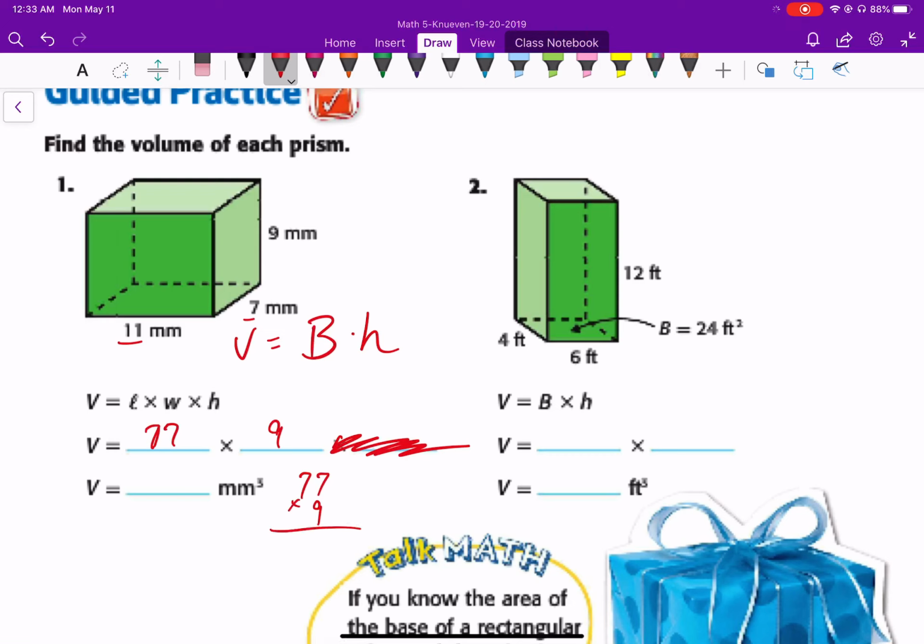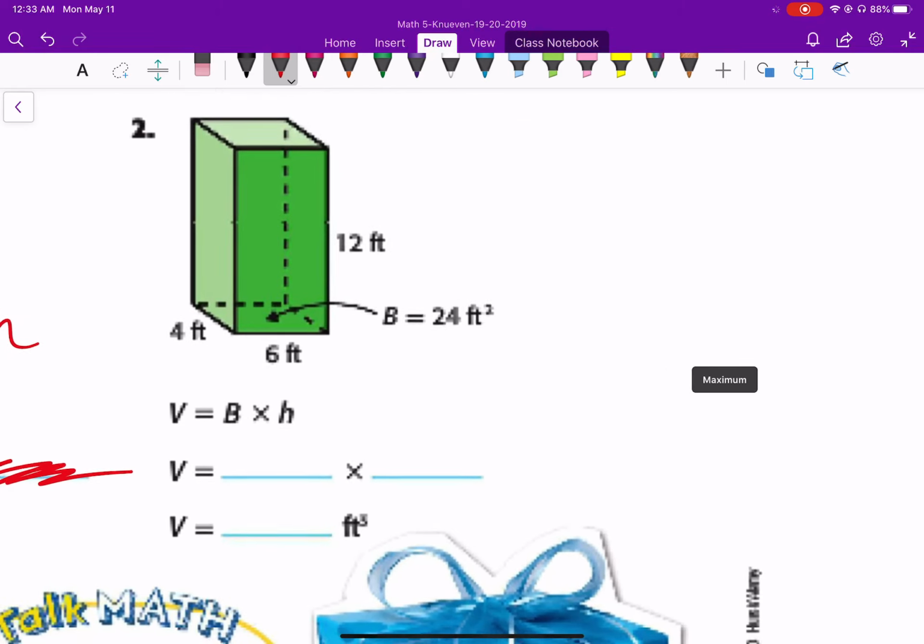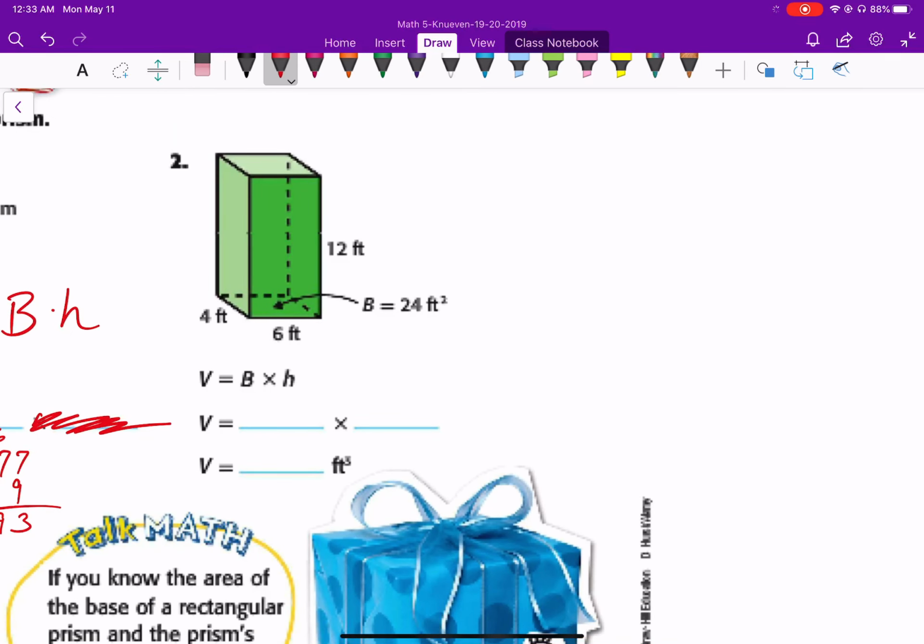7 times 9 is 63. 3 down, carry the 6. 9 times 7 is 63, plus 6 is 69. So I have 693 millimeters cubed. If I look at our next one here, they already gave us the big base. So again, volume equals big base times height. And they said 24, which makes sense because 4 times 6 is 24. And so 24 times 12.